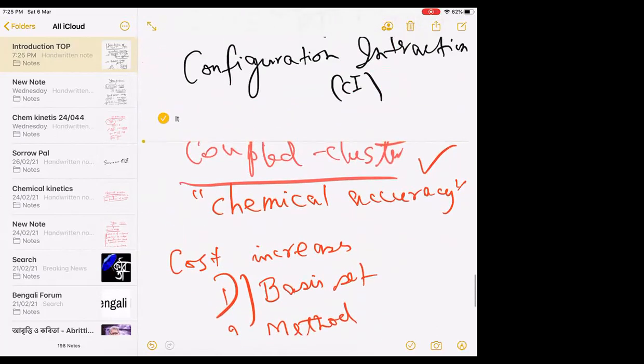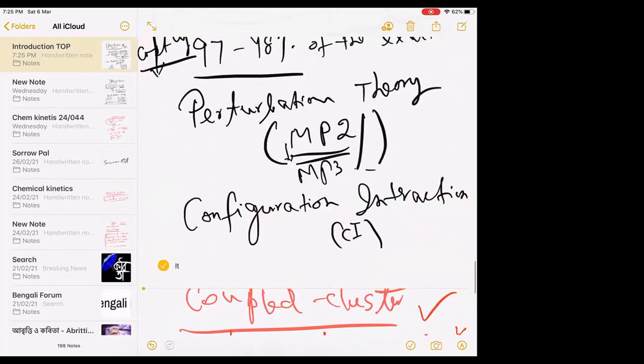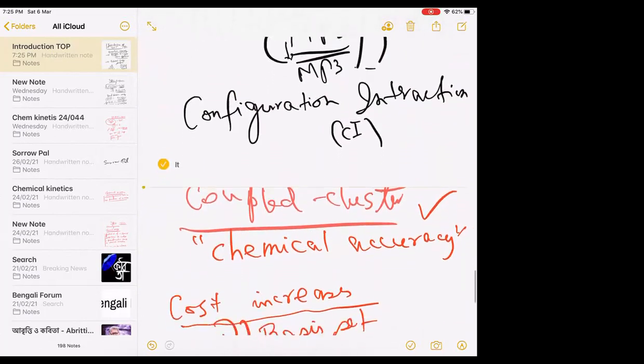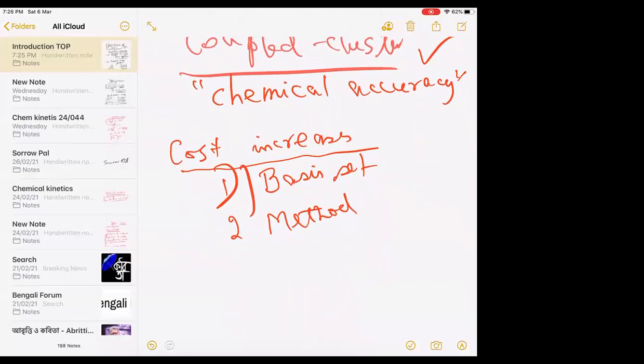So as the method improves from Hartree-Fock, CI to coupled cluster, the computational cost increases. And I don't have to tell you how it increases. For Hartree-Fock, it is roughly n to the power 3 to 4. For MP2, it is roughly n to the power 5. For coupled cluster at a low level, singles and doubles, it is n to the power 6. It can be n to the power 7 and so on. So you can imagine, n is basically the size of the system, how quickly the computational cost increases.